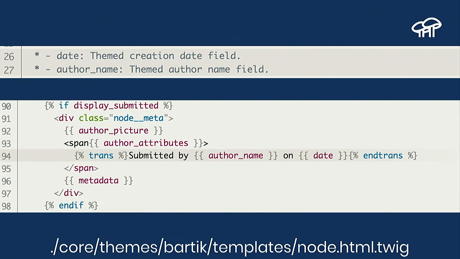OK, back to the example. We want to modify the tagline. So we already know which template to modify. And if we inspect the template in line number 42, we actually see where this thing is being printed. And if we go a little bit up in the same file, in lines 26 and 27, we see that we have these two variables, date and author name. And in the case of the date, it says theme creation date field.